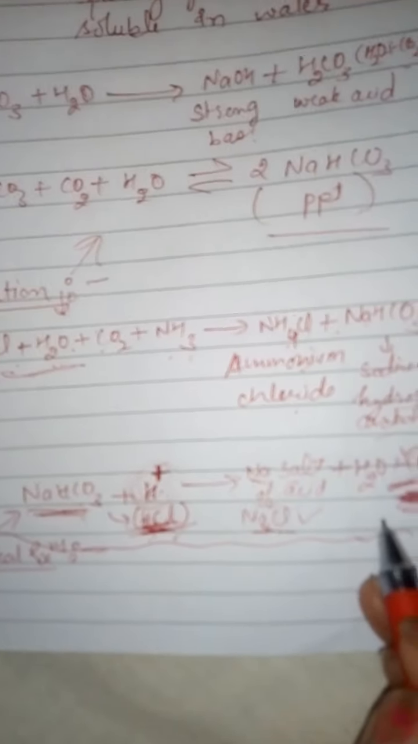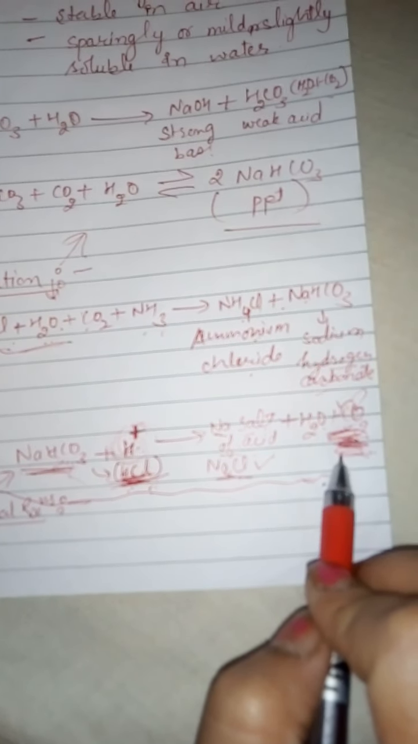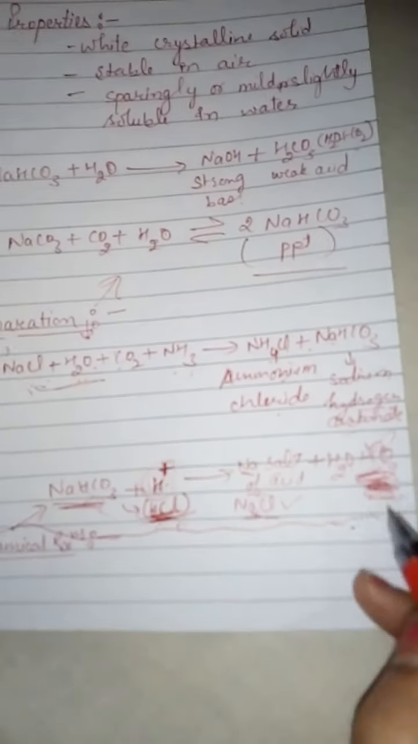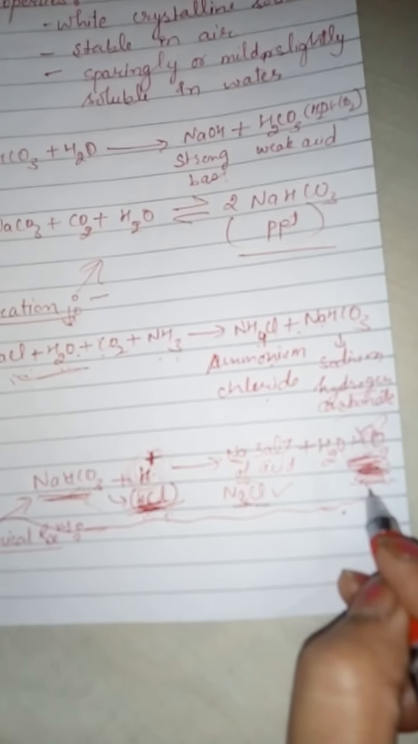Then another use of this is that you can use sodium bicarbonate as a fire extinguisher. Actually in that cylinder there is sodium carbonate and HCl is present, and when that cylinder is stirred, then a reaction occurs and carbon dioxide is formed, and we know that carbon dioxide doesn't support fire, so it can also be used as a fire extinguisher.